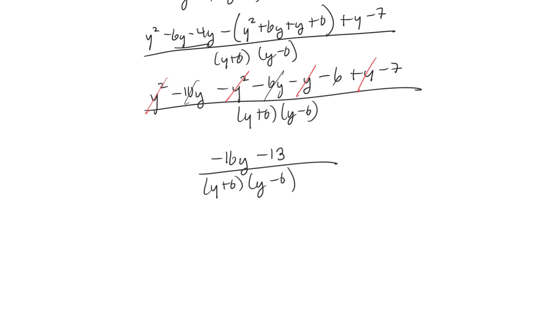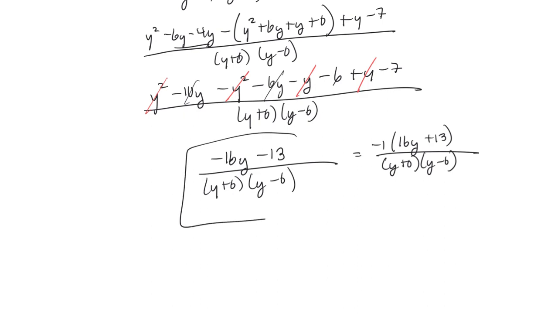I'd try and factor that top thing, but I don't think you can factor that. So I would just leave it like that. I guess you could factor out a negative 1, leaving you with 16y plus 13 over the common denominator. But I would probably just leave it just like that.